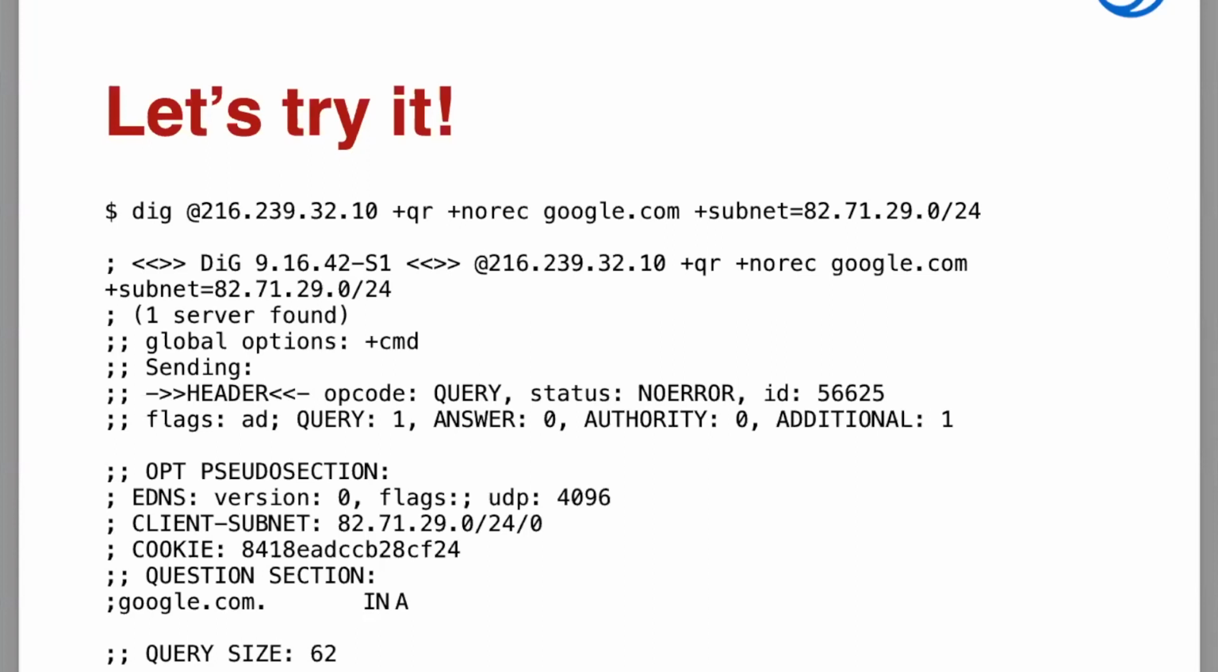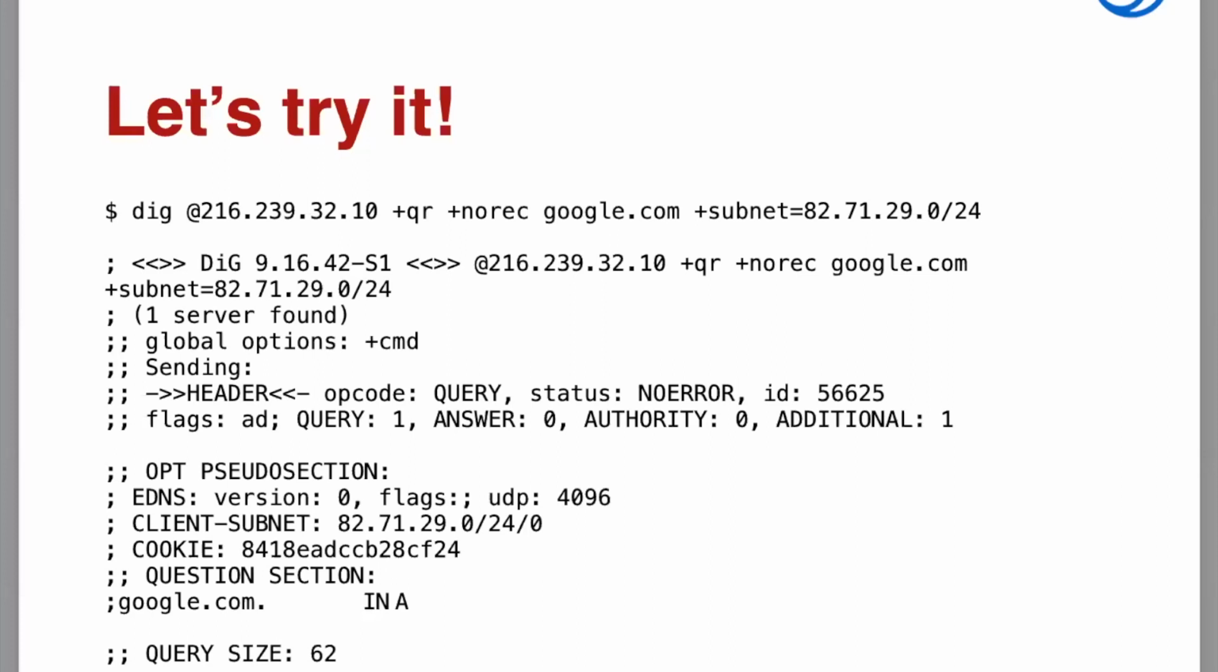So I have queried google.com's name server, and I've asked for google.com, but I have said that my subnet is 82.71.29 with a mask of 24. So I would like to receive, if possible, a scoped response from the google.com name server that is applicable to my subnet. If you have a look at the query that's been sent, you will see that ECS, or client subnet, is one of the additional extended DNS options.